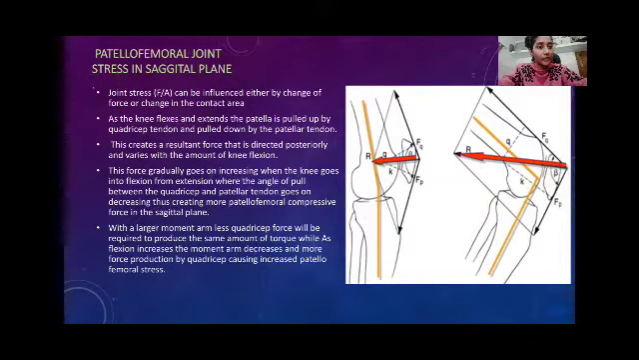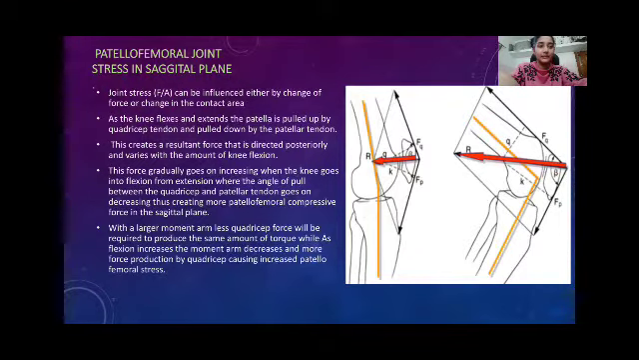And as more and more flexion occurs, the angle between the quadriceps and the patellar tendon, the angle in which this resultant force is acting, keeps decreasing. So the force that is produced keeps increasing, and thus the compressive force keeps increasing. So more and more knee flexion means more and more patellofemoral compressive force posteriorly, which causes degeneration more quickly. And so in any degenerative diseases and in any patellofemoral conditions, knee flexion beyond 30 to 40 degrees is not allowed because of the increased stress in the sagittal plane.